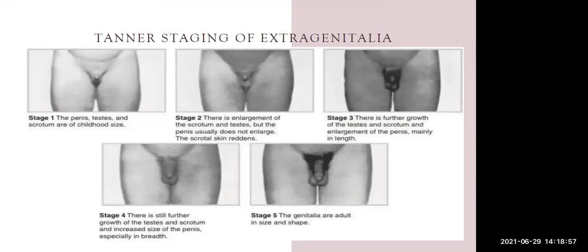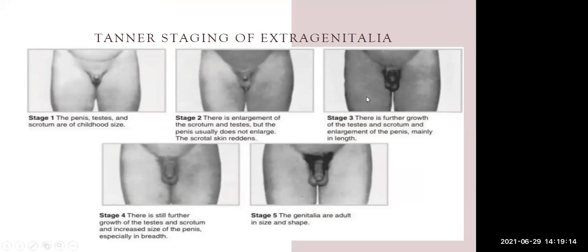So when we talk about Tanner staging of extragenitalia, first, stage 1: the testis, penis, and scrotum are of childhood size. But stage 2, there's an enlargement of the scrotum, but the penis doesn't enlarge. The scrotum skin is reddened.